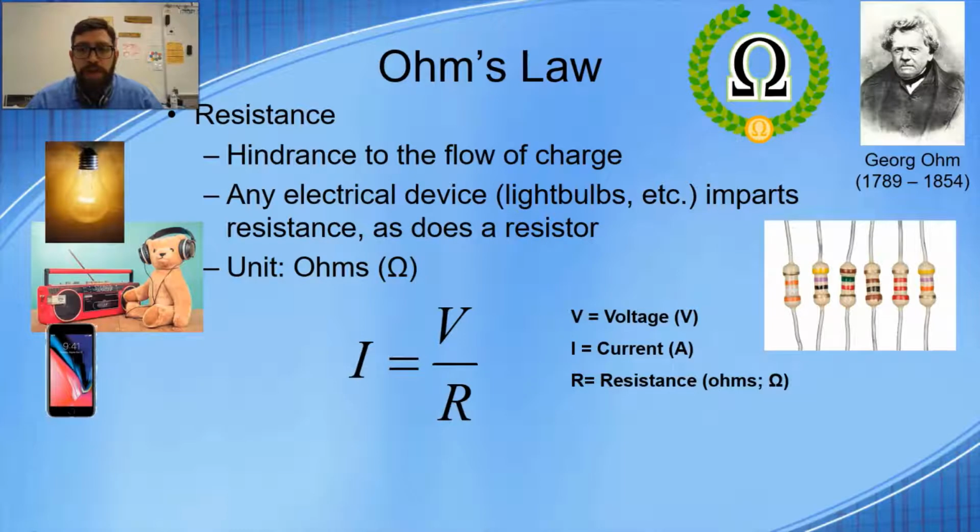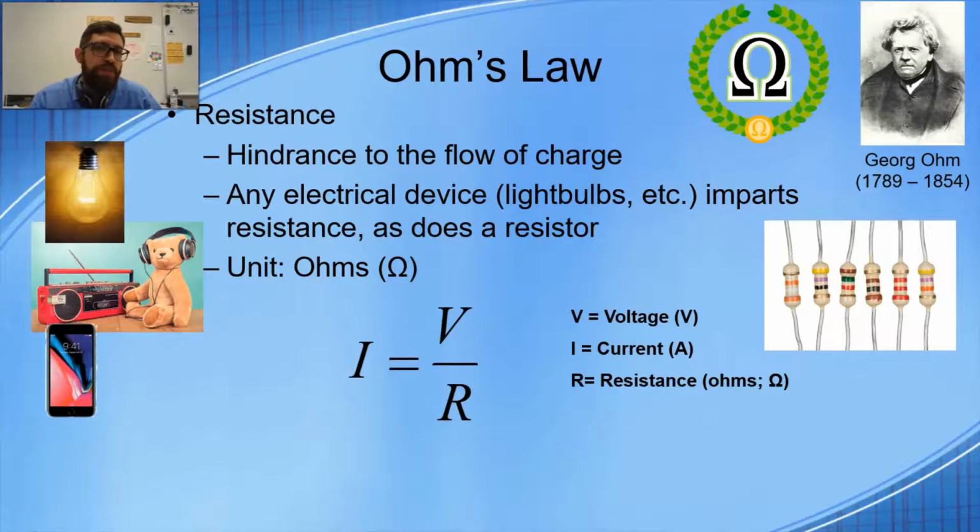Very simple. I, we've already talked about. I is current. Current is measured in amps. And then R is our new variable here. R is the variable for resistance. And the unit for resistance, we measure resistance in ohms, and the letter is that omega. It's a Greek letter called omega. Sorry, I think I said it was ohm before. We call it ohms, but we use the Greek letter omega to indicate it.